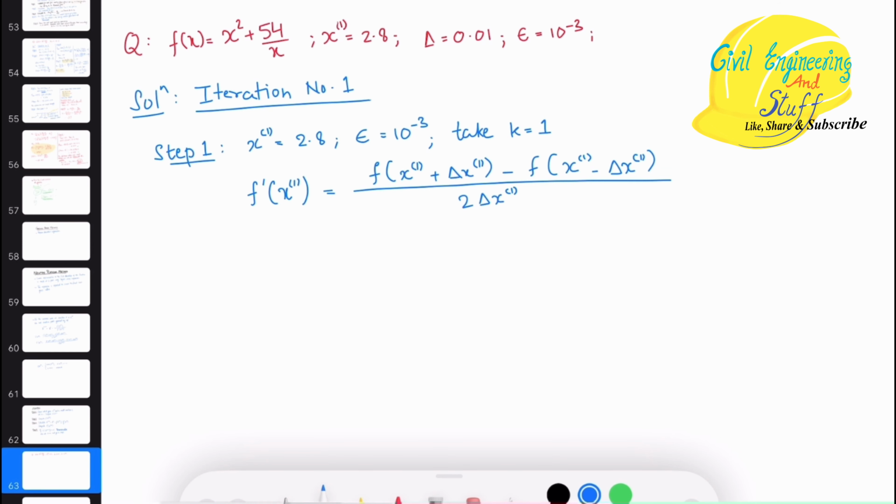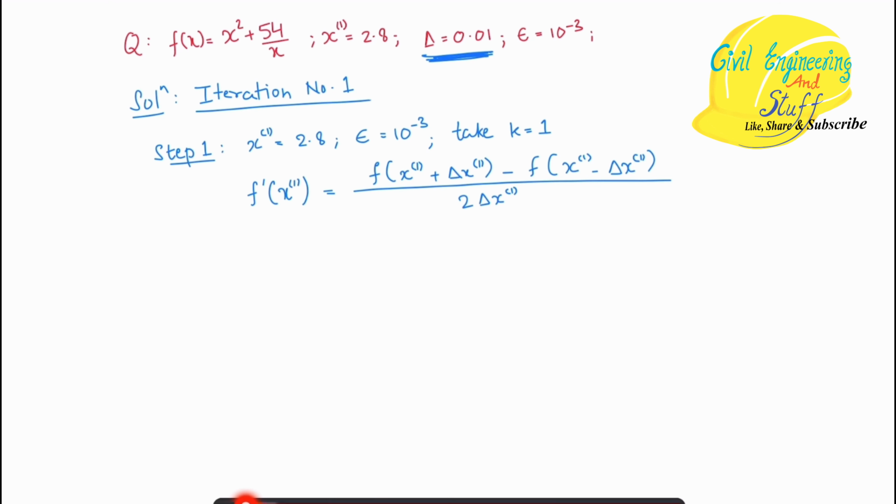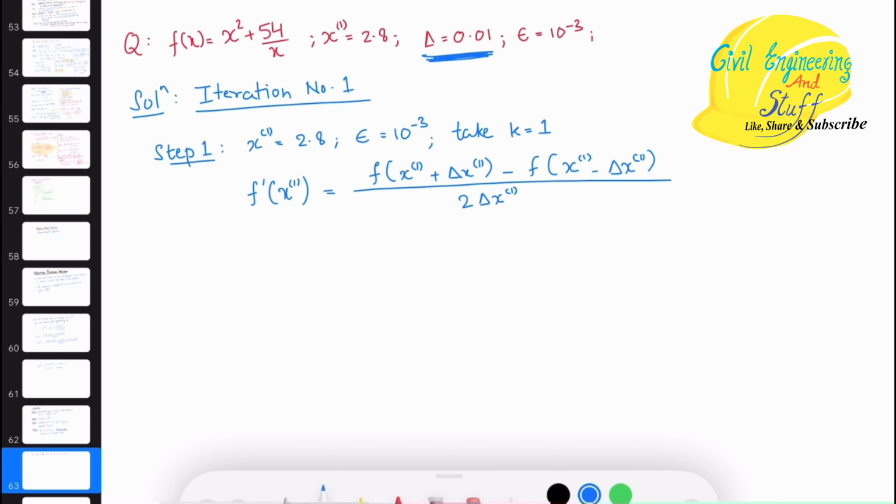Delta we are already given, so delta is 0.01, right? We are already given the value. So first of all, what we have to do is find out this expression and this expression also. All right, so let's first find out these expressions.